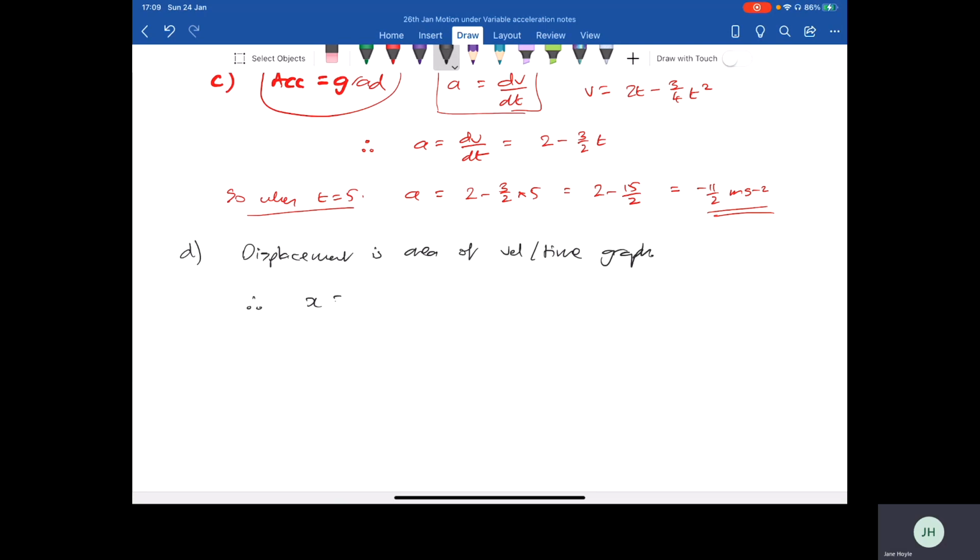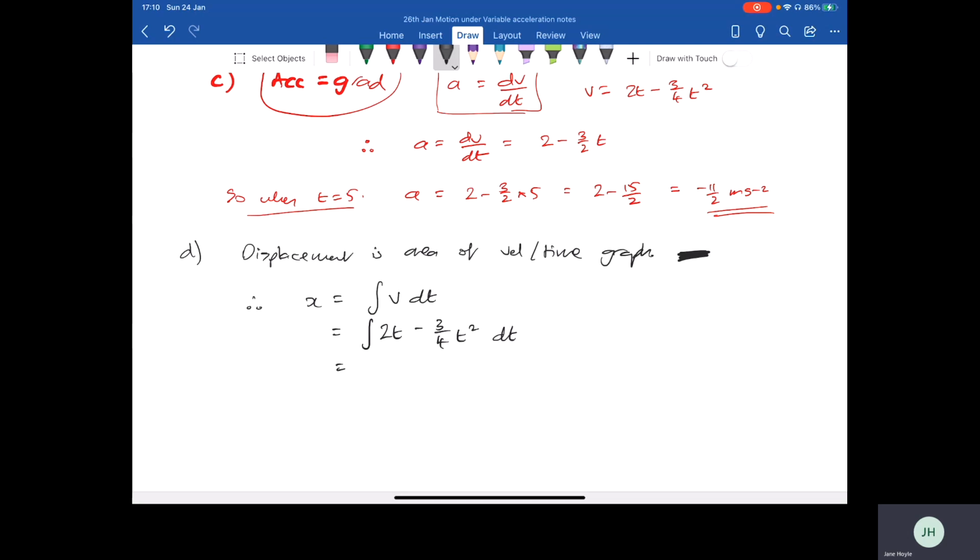So displacement x or s is equal to the integral of v with respect to t. Okay, so remember that as a little equation. Remember the statement that I've written up here. Remember the graphs. Whichever way, we're going to be integrating. So we need to integrate the velocity, and the expression for the velocity is 2t minus 3/4 t squared with respect to t.